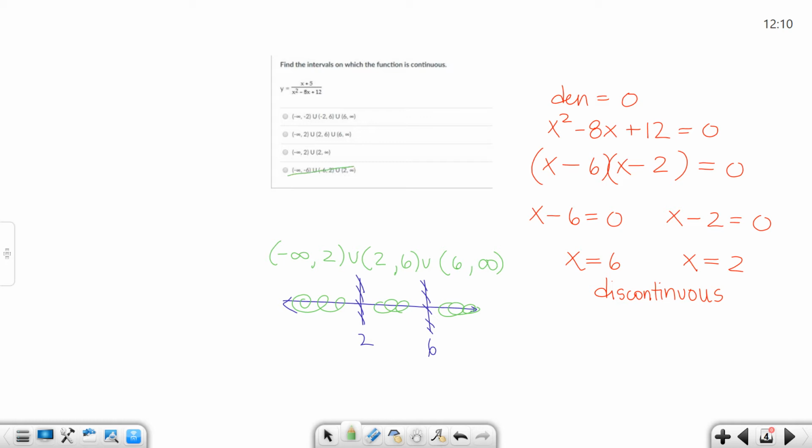So this one says negative 6 and 2. That doesn't work. This one doesn't have a 6. That doesn't work. The top one has a negative 2. That doesn't work. So this is your answer. Okay, so we have one more of those, I believe.